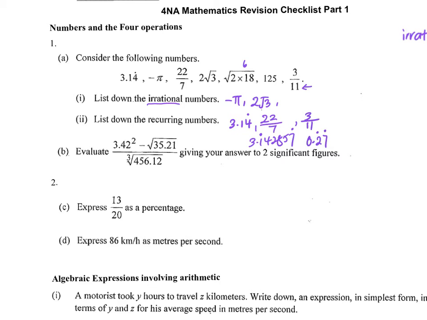Okay, so part B, just key everything in your calculator but give your answer to 2 significant figures. Anyone can give me the answer? Give me the 5 sig fig first.